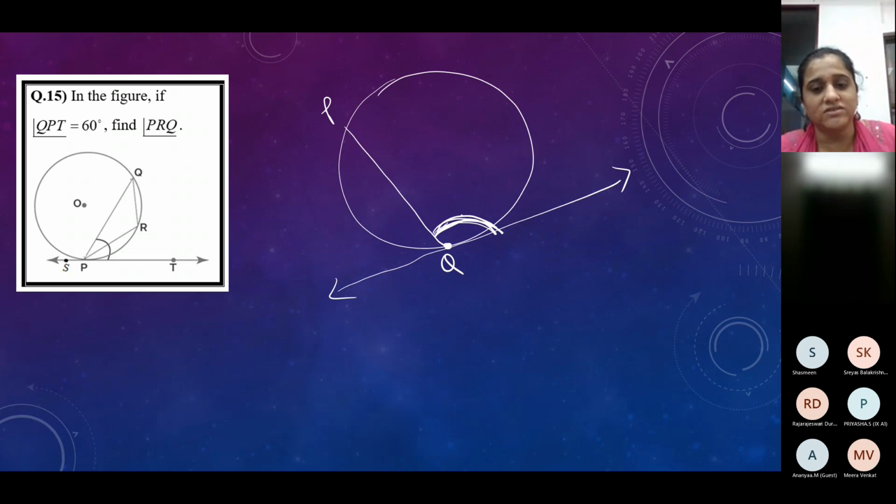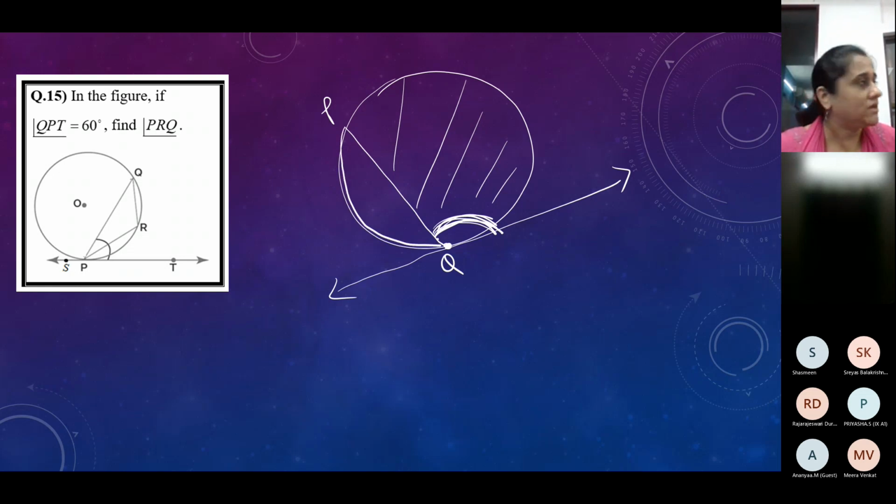Now this angle is in the major segment. Leave that segment. Come to the alternate segment. This is the arc, the circumference of the minor segment. This is the circumference of the alternate segment.